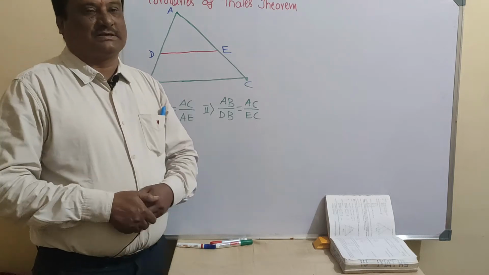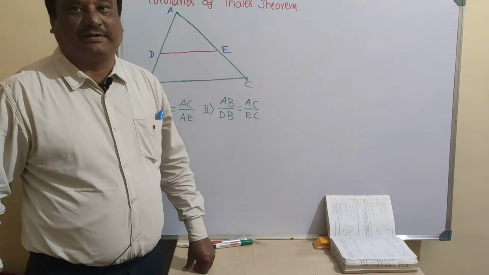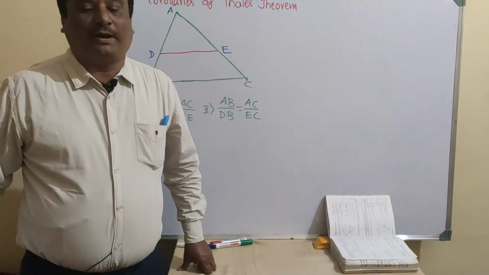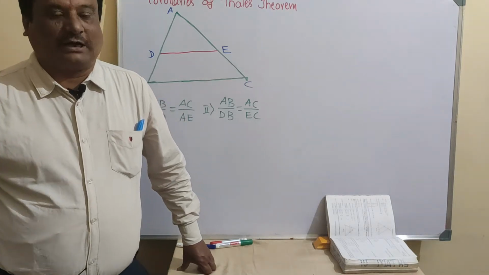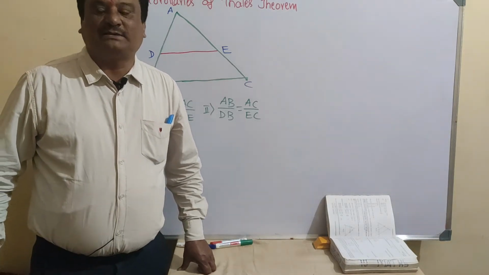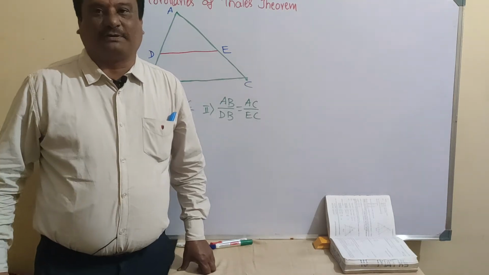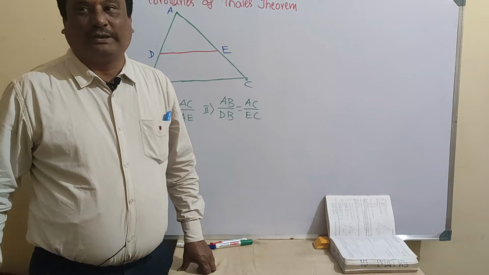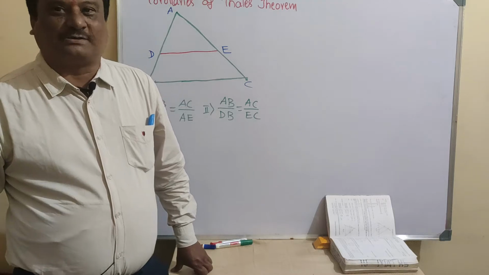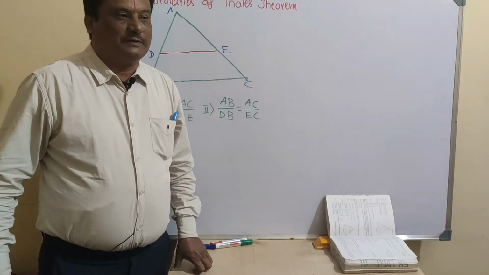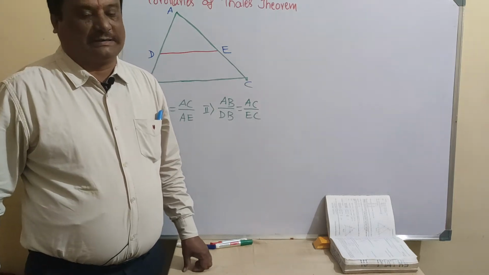As you know, the statement of basic proportionality theorem, or Thales theorem, is that if a line is drawn parallel to a side of a triangle which intersects the other two sides at distinct points, it divides the other two sides in the same ratio. Today, let's learn how to prove the corollaries of basic proportionality theorem, which are most important for the board examinations.